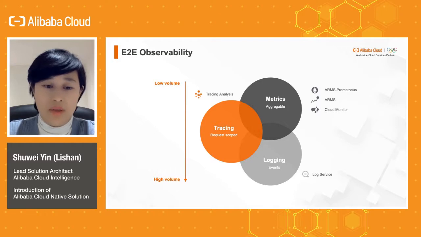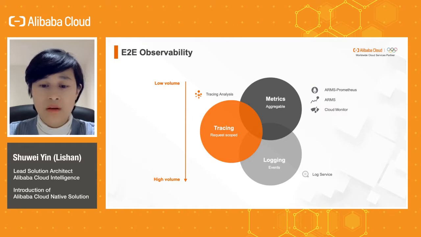Observability. We know observability has three pillars. Alibaba Cloud has services mapping to logging, metrics, and tracing. All those services are seamlessly integrated with ACK as well, to make it easy for you to observe your Kubernetes cluster and monitor your application.